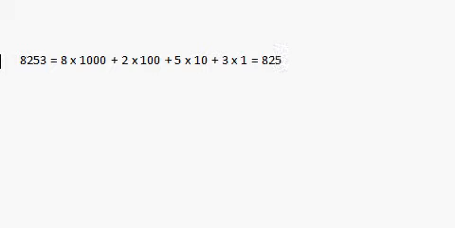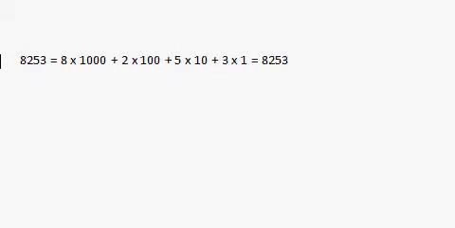plus 2 multiplied by 100 plus 5 multiplied by 10 plus 3 multiplied by 1, which is going to be equal to 8,253. That's all we're trying to accomplish. That's all I'm trying to have you understand. 8,253 is the same as 8 multiplied by 1000 plus 2 multiplied by 100 plus 5 multiplied by 10 plus 3 multiplied by 1. It's as simple as that.